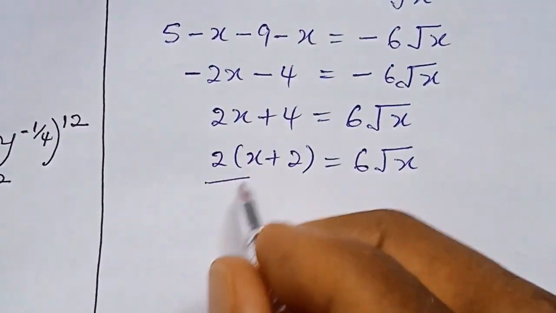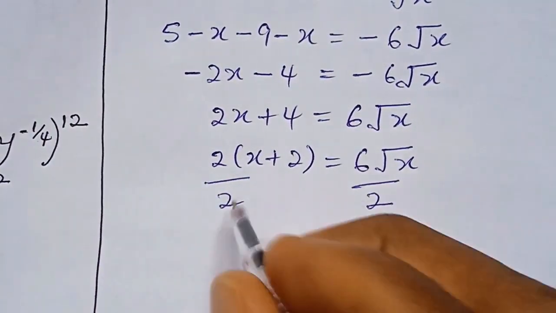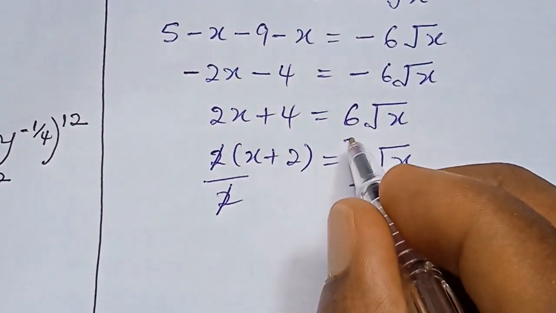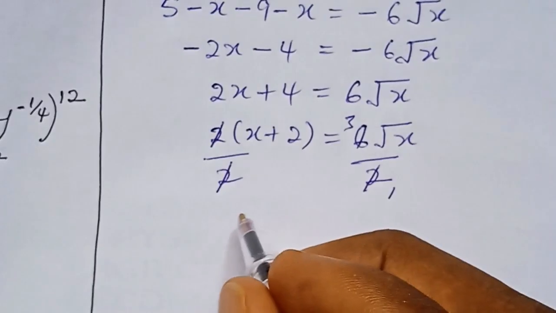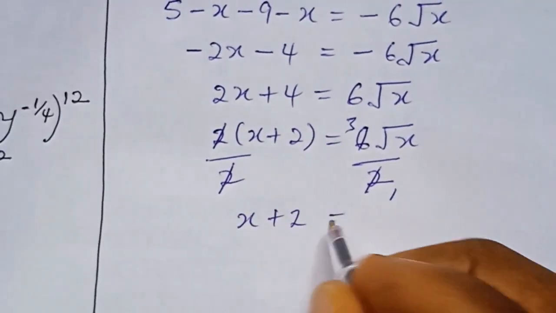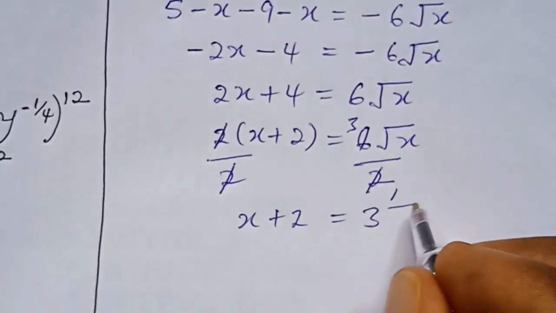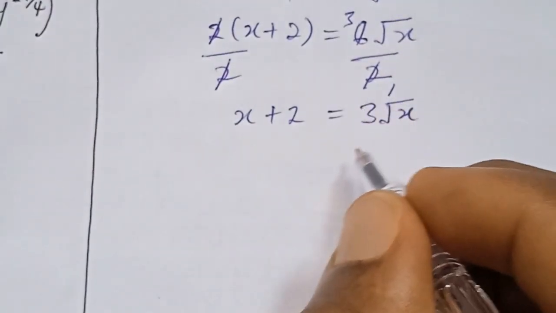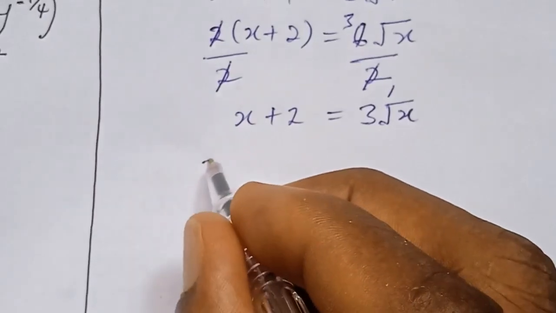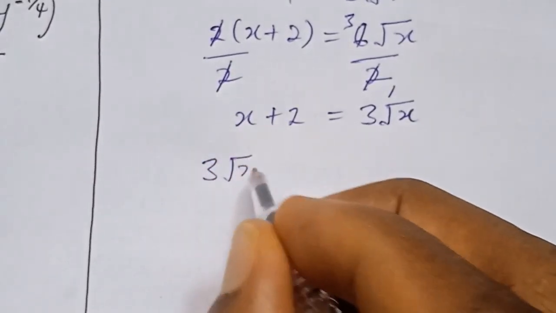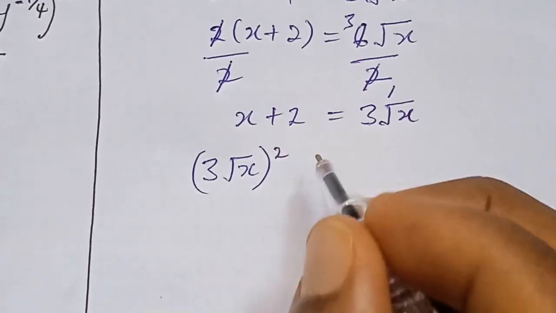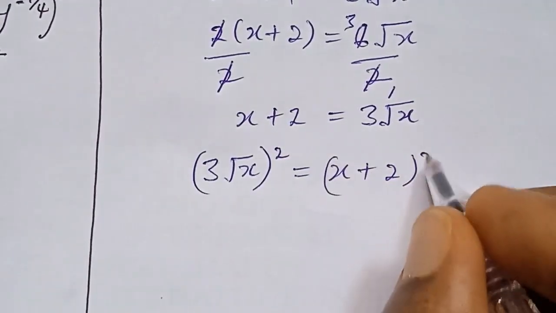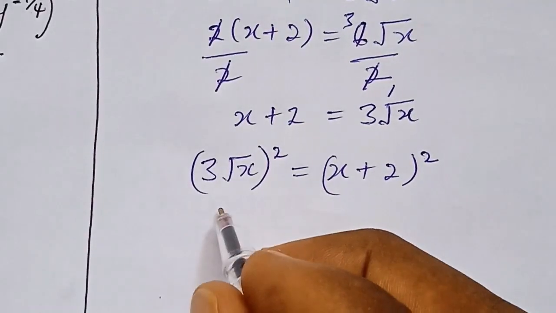So we can divide both sides by 2. So this cancels out this, 2 here gives 1, 2 here gives 3. We are left with x plus 2 equal to 3 square root of x. So now we square both sides. Then we have 3 square root of x raised to power 2 equal to x plus 2 raised to power 2.